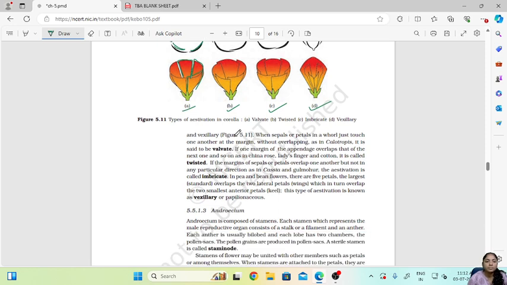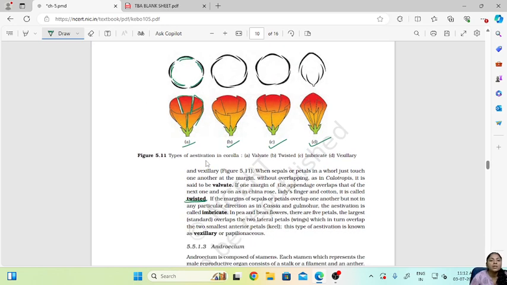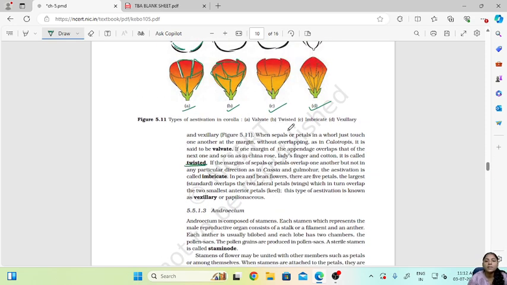Then the next type is the twisted. If one margin of the appendage overlaps that of the next one and so on, it is called the twisted estivation. As we can see here, all the sepals are overlapping on each other and such an arrangement is called twisted estivation. Then if margins of sepals or petals overlap one another but not in any particular direction, such an estivation is called imbricate estivation. Here in this flower we can see the petals are overlapping each other but not in a fixed manner. Such a type is called the imbricate type of estivation.